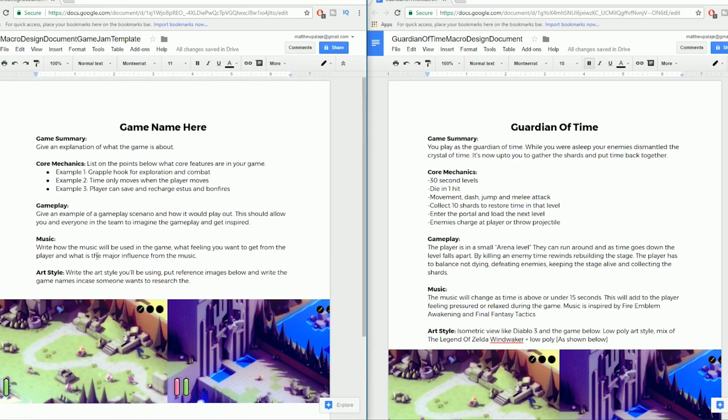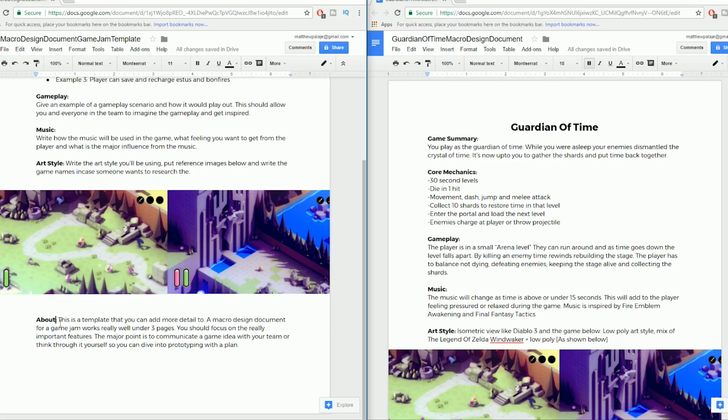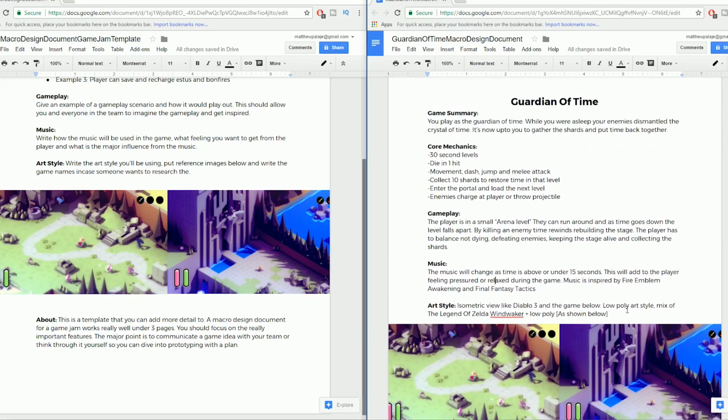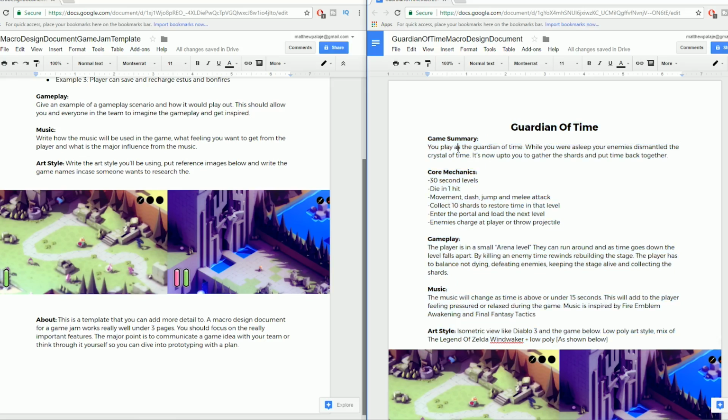So the major concept here, and I wrote an about section below, is that it's a template that you can add detail to. A macro design document works really well in a game jam under 3 pages. I would recommend 2 maximum actually, but you really want to focus on the important core features of the game. And the major point for yourself and the team is to dive into the prototype with a plan. So even though it's a very small plan, if you can all agree on what's written in here, you can all work to the same goal.